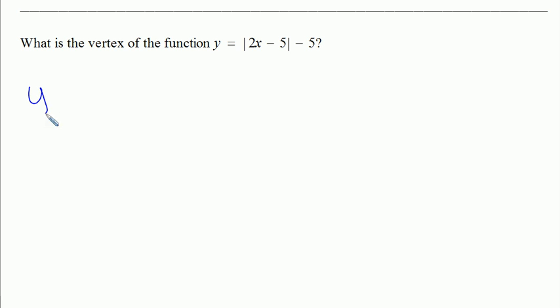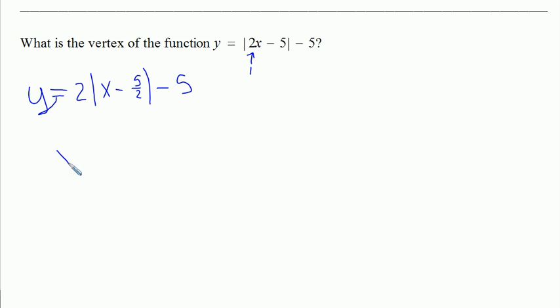I like to use a method where I basically write this in a certain form and then I can just look at it and tell where the vertex is. And that form requires a positive 1 to be right here. And I see a positive 2. So let's go ahead and factor that 2 out. That'll leave me x minus 5 halves. Notice if I redistribute the 2, I'd get my 2x back and I'd get my negative 5 back. So my factorization is correct.